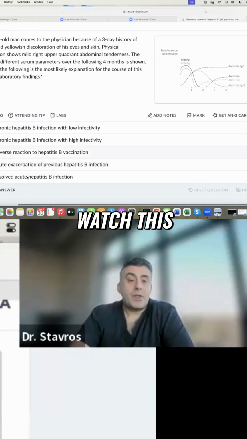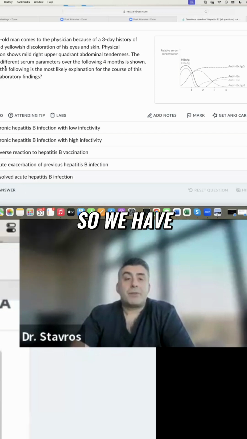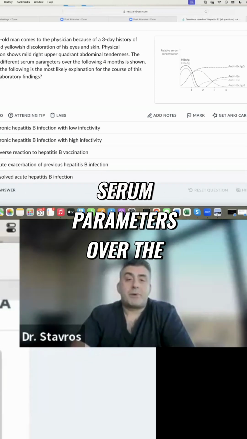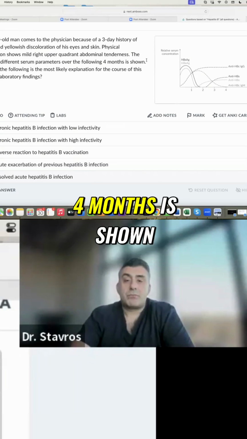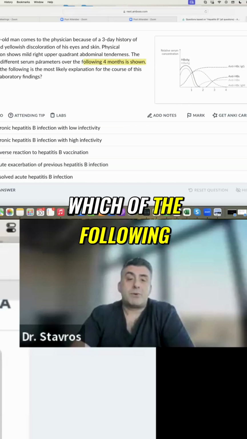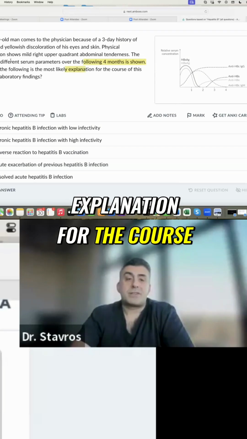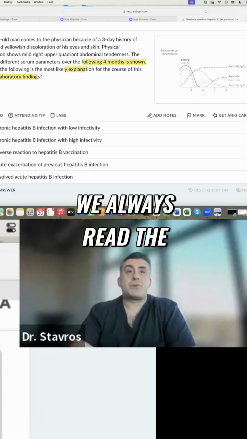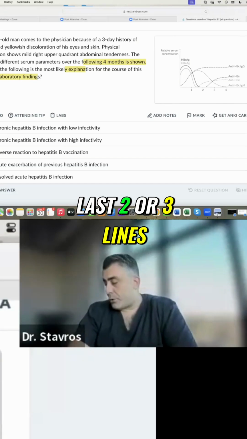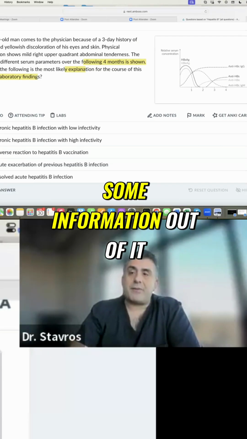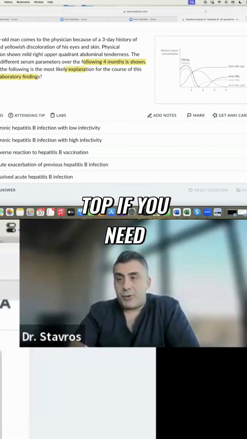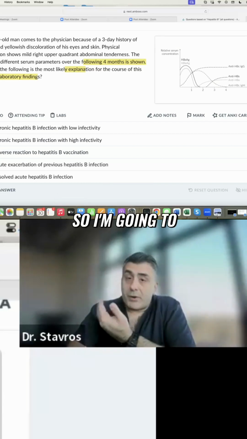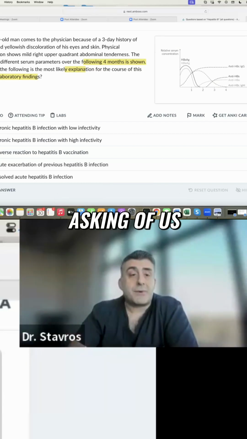Okay, watch this. So we have the course of different serum parameters over the 4 months is shown. Which of the following is the most likely explanation for the course of this patient's lab findings? Typically, like I said before, we always read the last 2-3 lines. Most likely, you'll get some information out of it. Typically, go to the top if you need to learn more of the scenario. So I'm going to go to the top and see what it's asking of us, right?